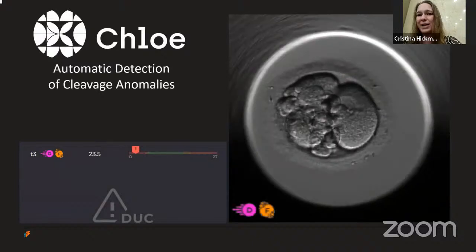Another example of an anomaly is what we call a direct uneven cleavage. So ideally, you want the embryos to go from one cell to two cells, but ever so often, it might go from one cell directly to three cells. And this is not a good sign. So Chloe highlights this to the embryologist so that this isn't missed. Next slide.